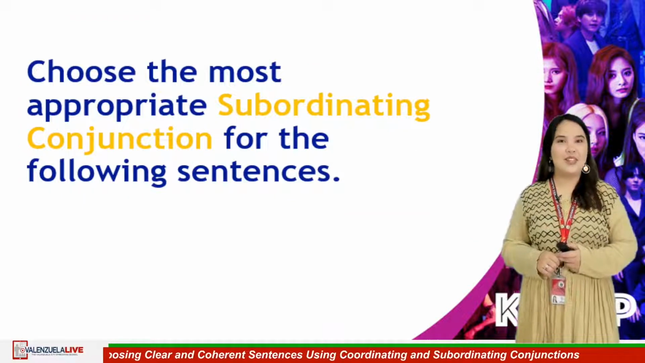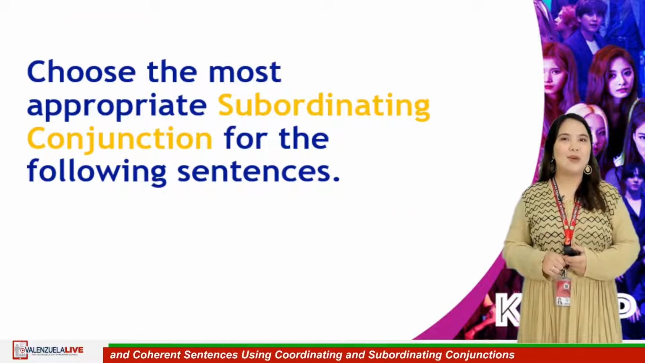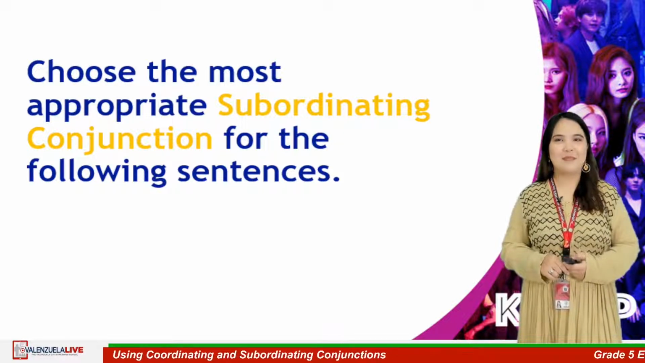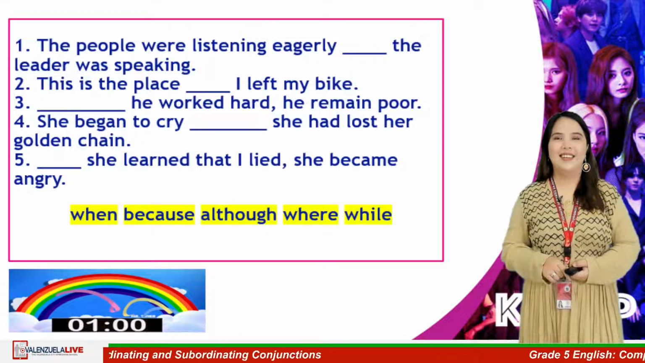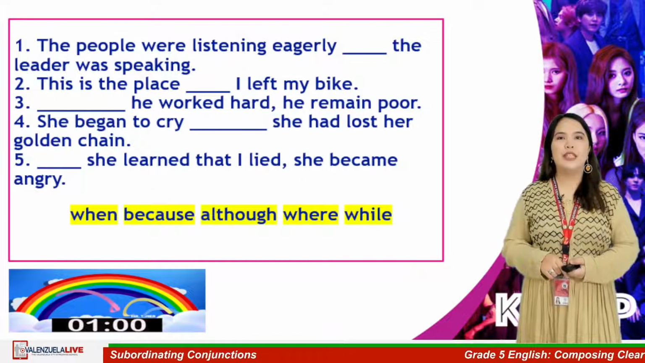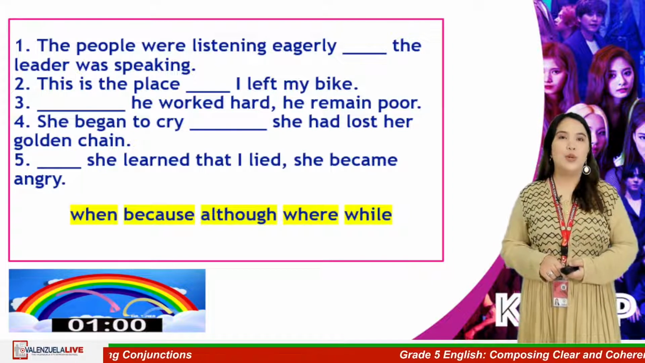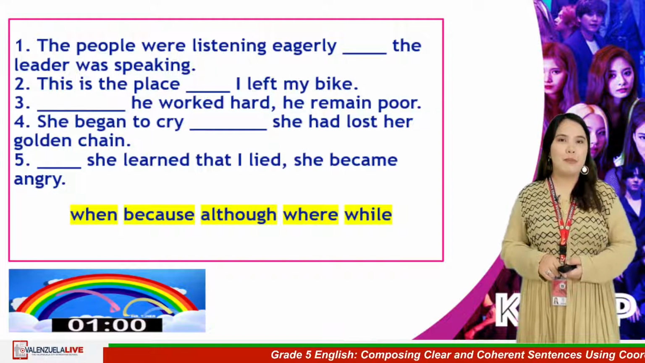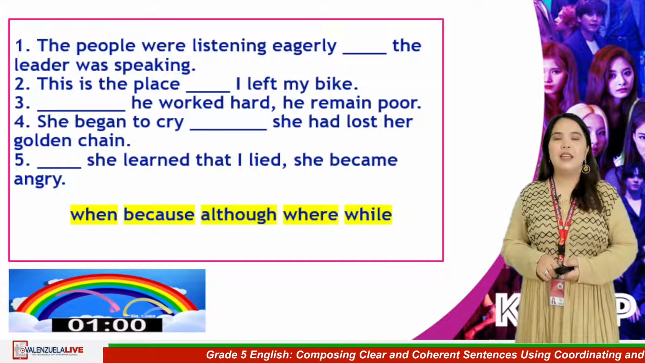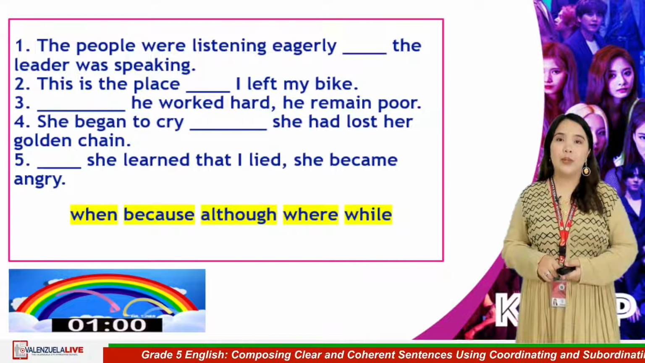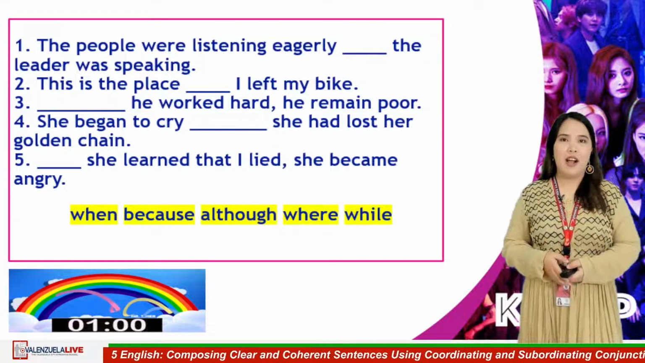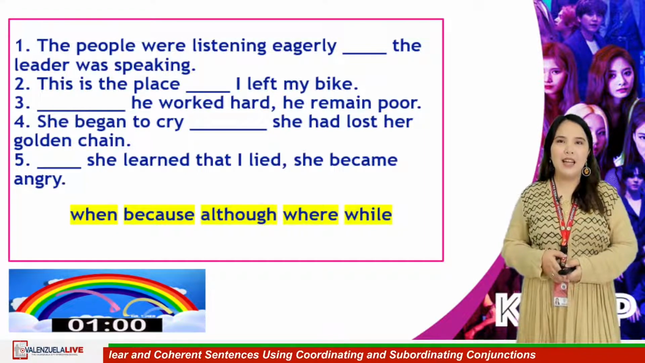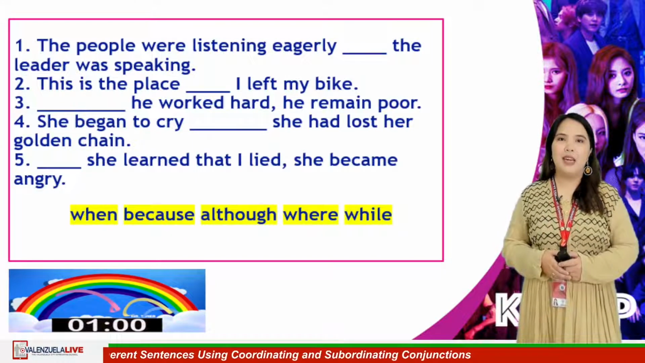For the second activity, all you need to do is to choose the most appropriate subordinating conjunction for the following sentences. Number 1, the people were listening eagerly, blank the leader was speaking. Number 2, this is the place blank I left my bike. Number 3, blank he worked hard, he remained poor. Number 4, she began to cry, blank she had lost her golden chain. Number 5, blank she learned that I lied, she became angry.